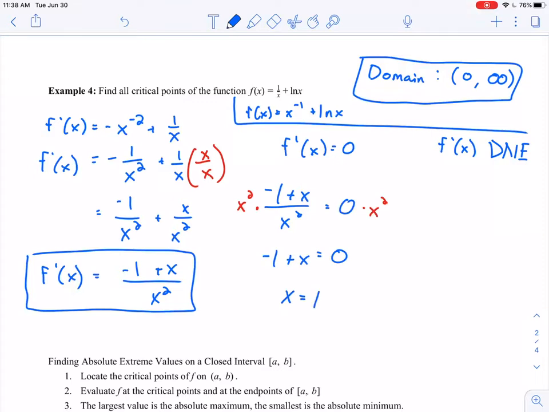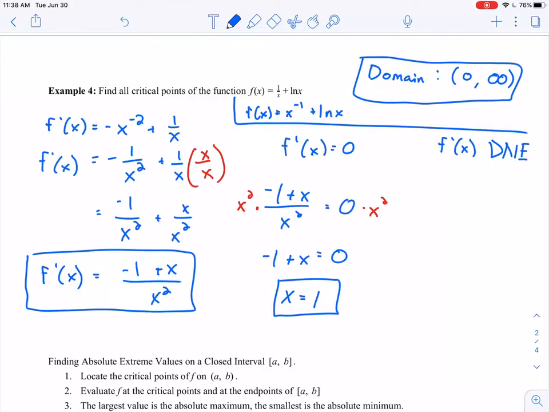Here in this case, our domain was not negative infinity to positive infinity. So we want to just check that 1 lies between 0 and positive infinity. Is it in that interval? Well, yes, 1 is between 0 and positive infinity, which means that x equals 1 is a critical number.